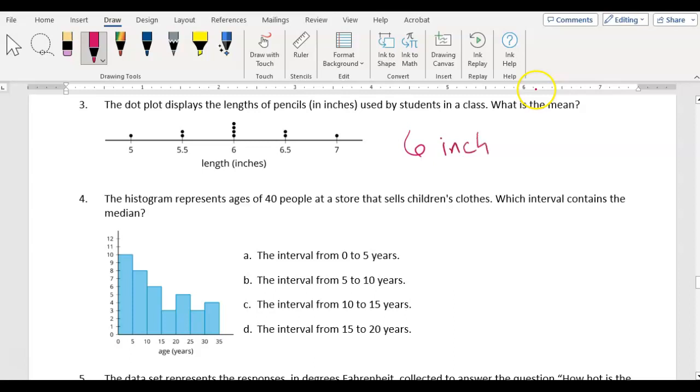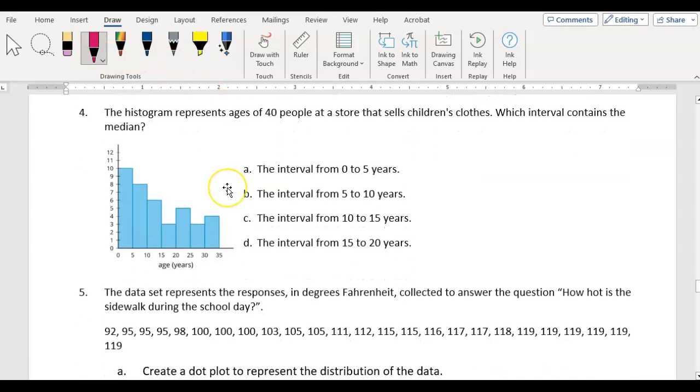6 inches is the mean. Now, when you have symmetrical data like this that's perfectly symmetrical, you can generally also assume that that middle number will be the mean. When things are perfectly symmetrical, generally speaking, the median and the mean are going to be the same. Number 4, the histogram represents ages of 40 people at a store that sells children's clothes.